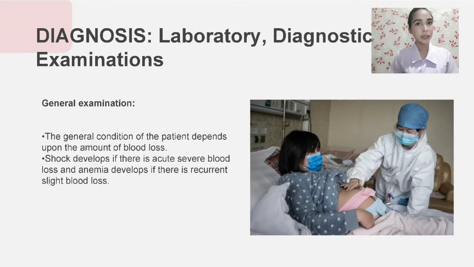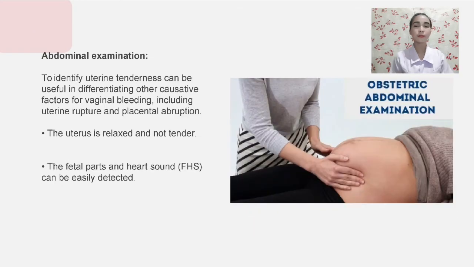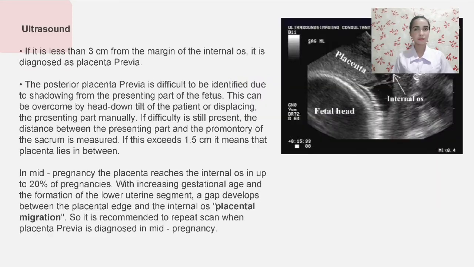So in general examination, the general condition of the patient depends upon the amount of blood loss. Shock develops if there is an acute severe blood loss, and anemia develops if there is recurrent slight blood loss. So abdominal examination is used to identify uterine tenderness and can be useful in differentiating other causative factors for vaginal bleeding, including uterine rupture and placental abruption.